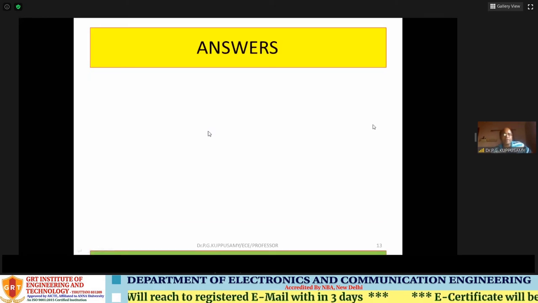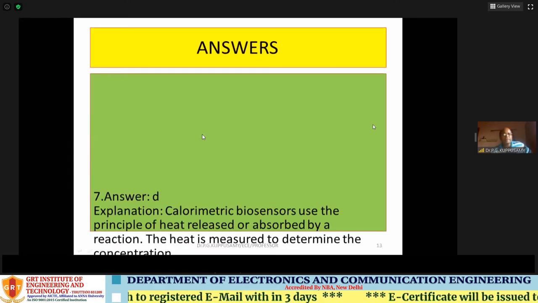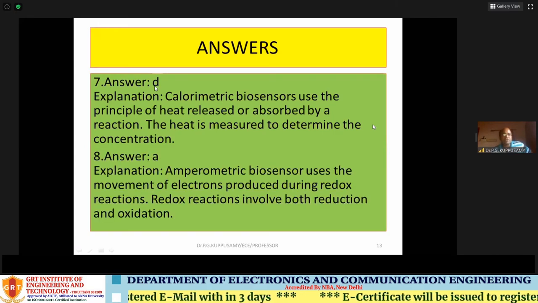Now I am going to provide the answers for 7 and 8. Seventh question, D: calorimetric biosensor uses the principle of heat released or absorbed by the reaction. Question number 8, the answer is amperometric biosensor, which uses the movement of electrons produced during redox reactions.